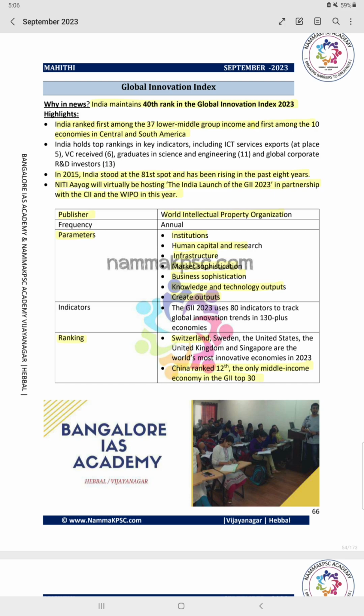Was our rank improved or declined? Actually, our rank has been improving very well from around 2015. Our rank was 81, but now it has improved from 81 to 40, almost half. So this is a good indicator. So there is a high probability that the Global Innovation Index is asked. What we have to remember: World Intellectual Property Organization, and India's rank is 40. And who is the number one rank? It is Switzerland.